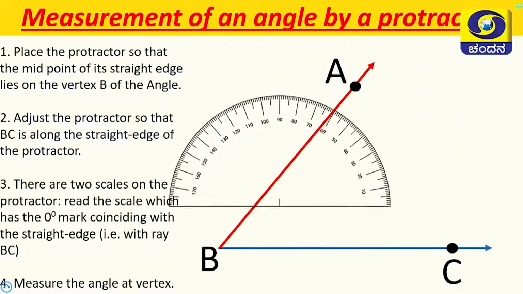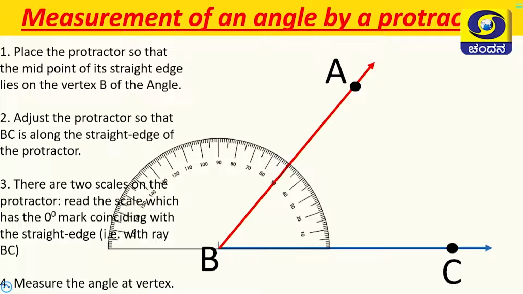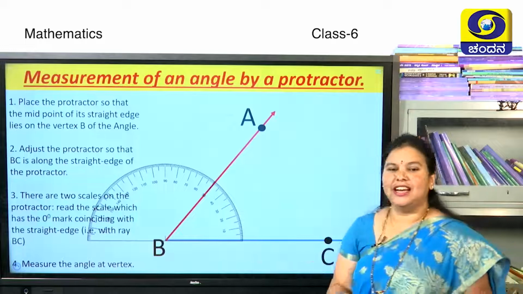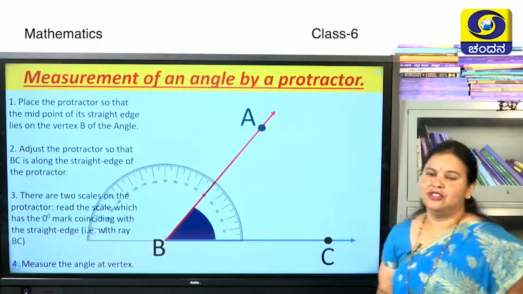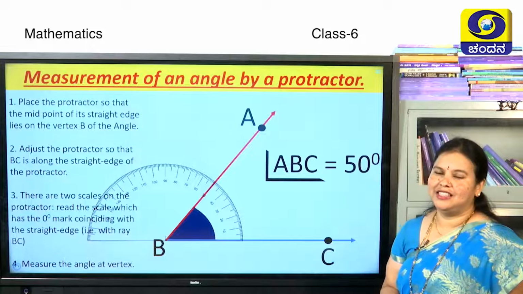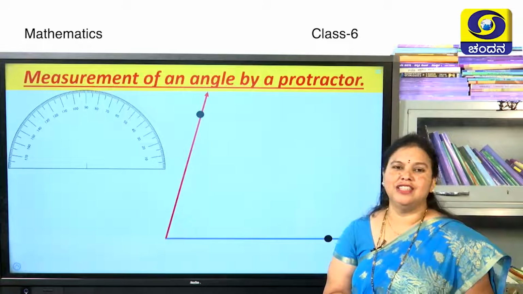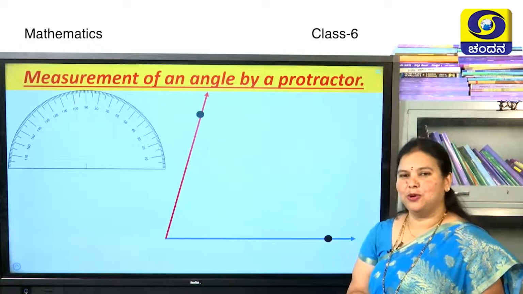Place the protractor so that the midpoint of its straight edge lies on the vertex B of the angle. Adjust the protractor so that BC is along the straight edge of the protractor. There are two scales on the protractor. Read the scale which has the 0 degree mark coinciding with the straight edge, that is with ray BC. Measure the angle at the vertex. So, the angle ABC is equal to 50 degree. Did you understand, children?